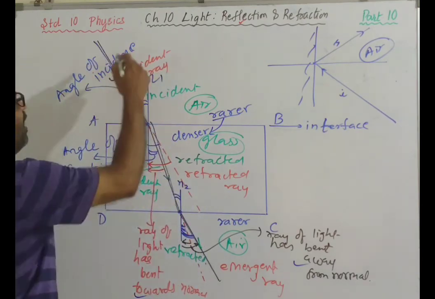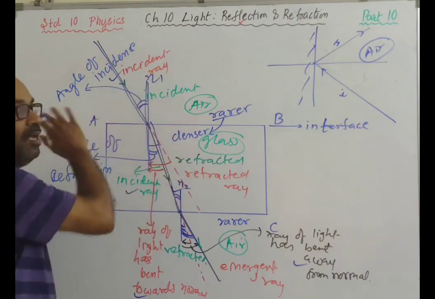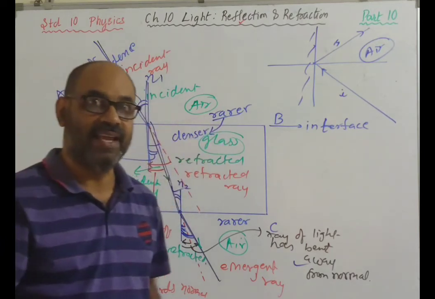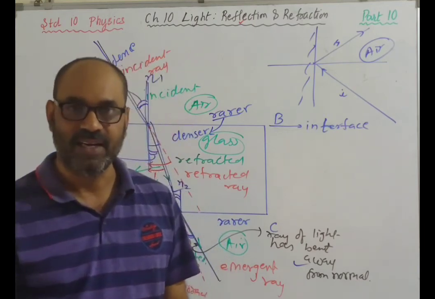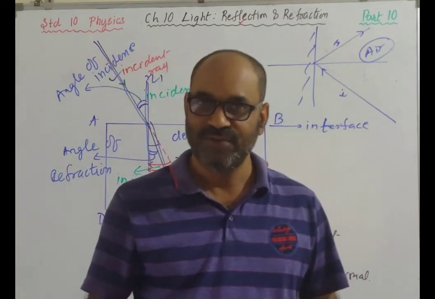And the third: the incident ray, refracted ray and normal always lie in the same plane. That is the same even for reflection of light. So I hope you have understood.